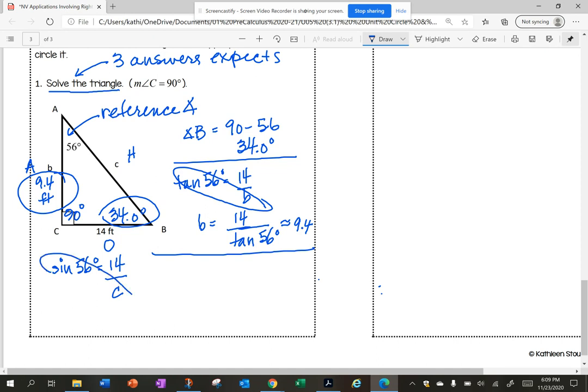So again, C and the sine of 56 are in a logically equivalent place. So they're going to switch. So C is 14 divided by the sine of 56 degrees, which is approximately 16.9.